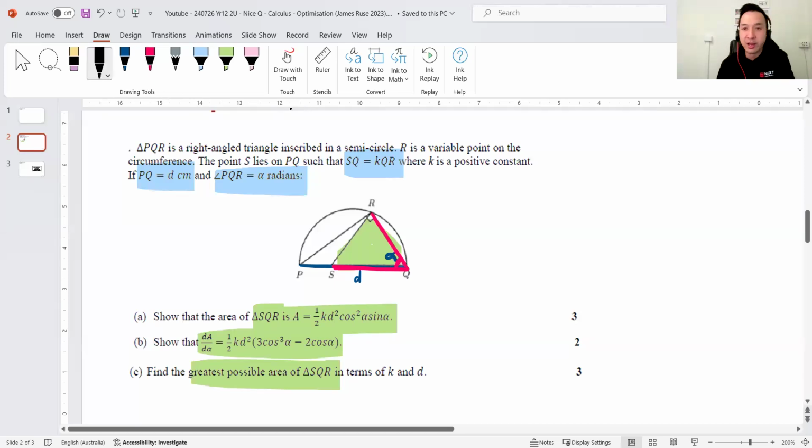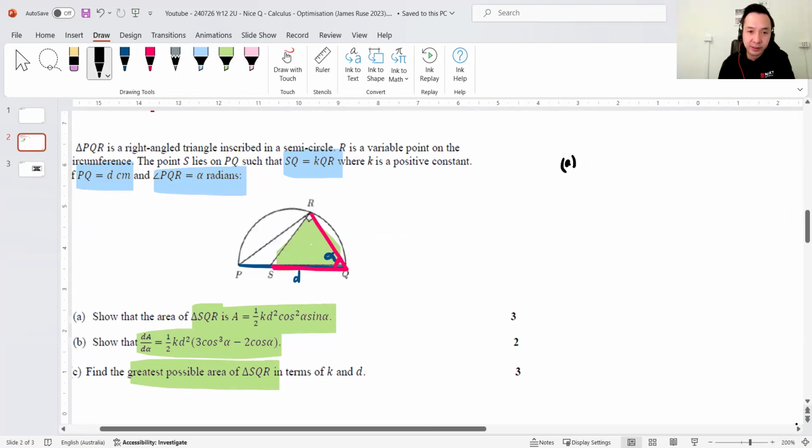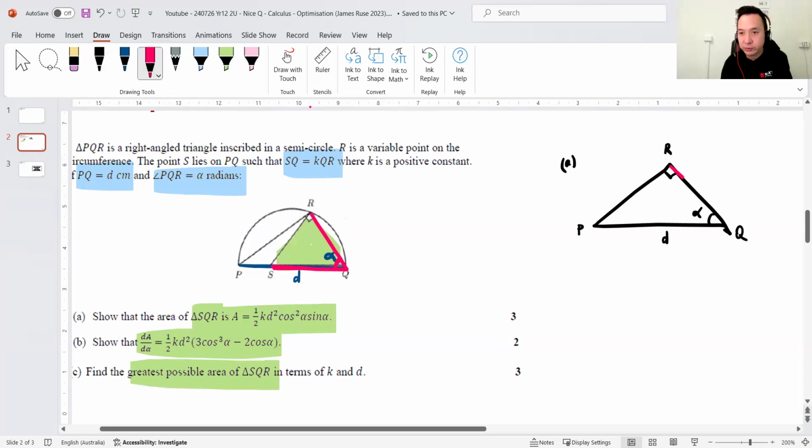So I am going to come over here. Now, firstly, let's get an expression for QR. Can you see in the thing I have to prove there's only k's, D's, and alphas. So there's no SQ or whatever. Everything should be expressed in terms of those variables. So now I have a right angle triangle that looks like P, Q, and R right now. And I know that this is alpha, and I know that this is D. I want to find an expression for this side.